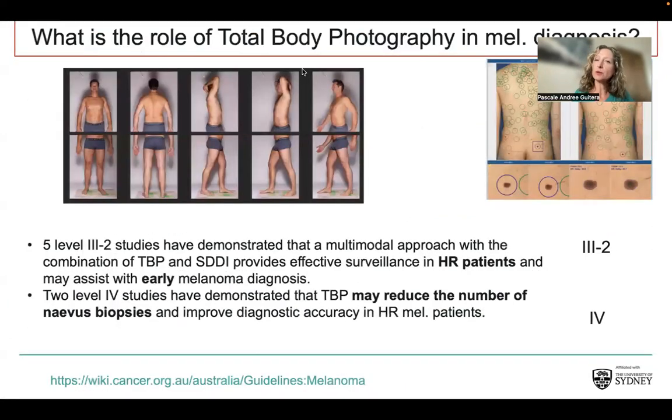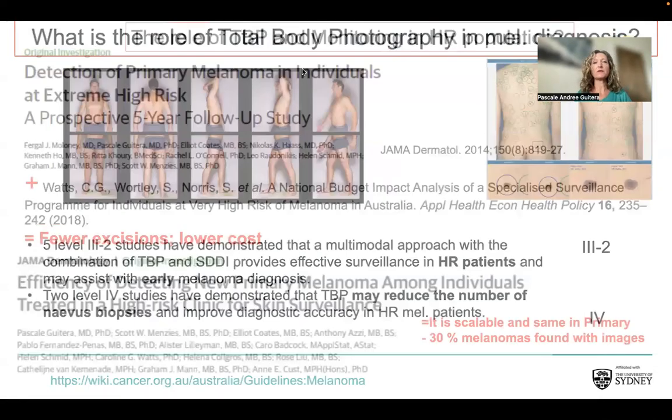The role of total body photo in melanoma diagnosis is a little bit the same, even if the evidence is lesser with level 3 evidence. It's especially useful in high-risk patients because we find not only skin cancer, but also melanoma. And we can also detect very early melanoma that have no feature of melanoma on dermoscopy. And it may also reduce the number of nevus biopsies, so better specificity.